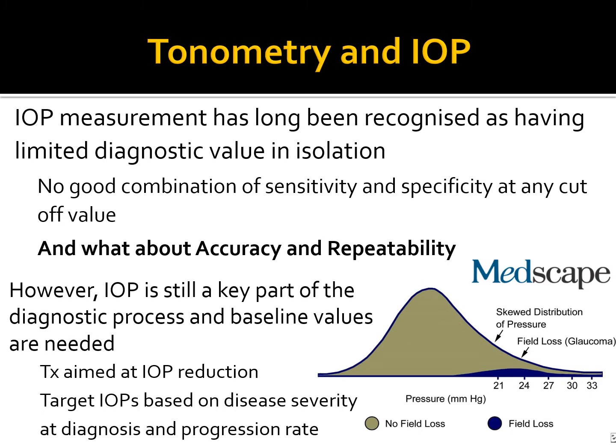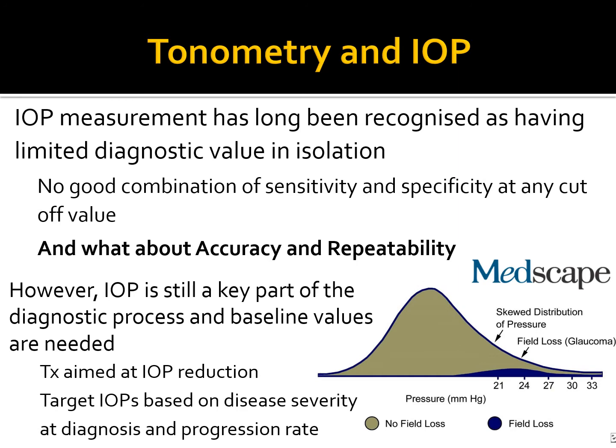And of course, further to that, what about the accuracy and repeatability? If its repeatability is variable, then you can't be sure where in that range of variability you've taken the measurement anyway. However, IOP is still a key part of the diagnostic process. We have to have a baseline. Since treatment is aimed at reducing IOP, we need to have some baseline on which to say, yes, we've achieved a reduction or we haven't.